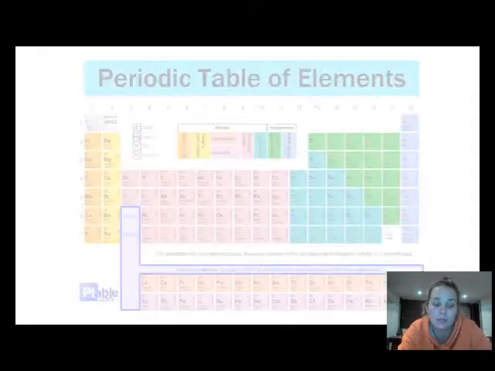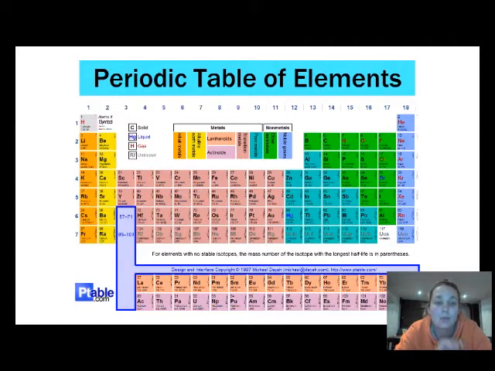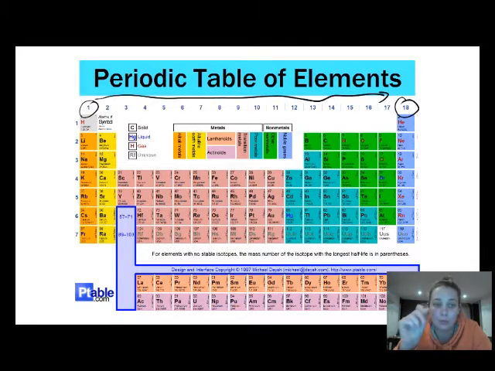Today we're going to cover the periodic table. The periodic table is set up so that you have your groups up the top, and they run from group 1 here all the way across to group 18 at the end. What your groups do is they run down your page as you go across. So group 1 is all the elements that are below that.